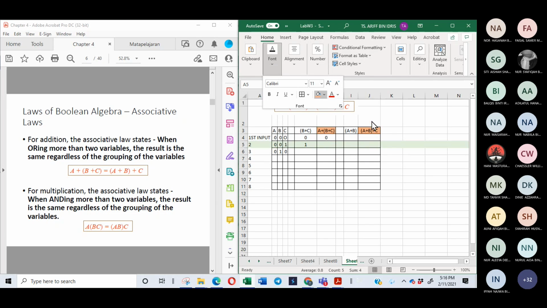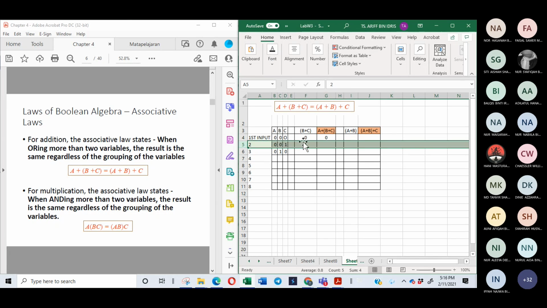Okay, the second input combination. We need to OR A plus with B plus C. What is the value of A, class? 0. What is B plus C? 1. Okay, 0 or 1, what is the result here? 1. So the rest I believe you can do it by yourself, right? Simple, right?